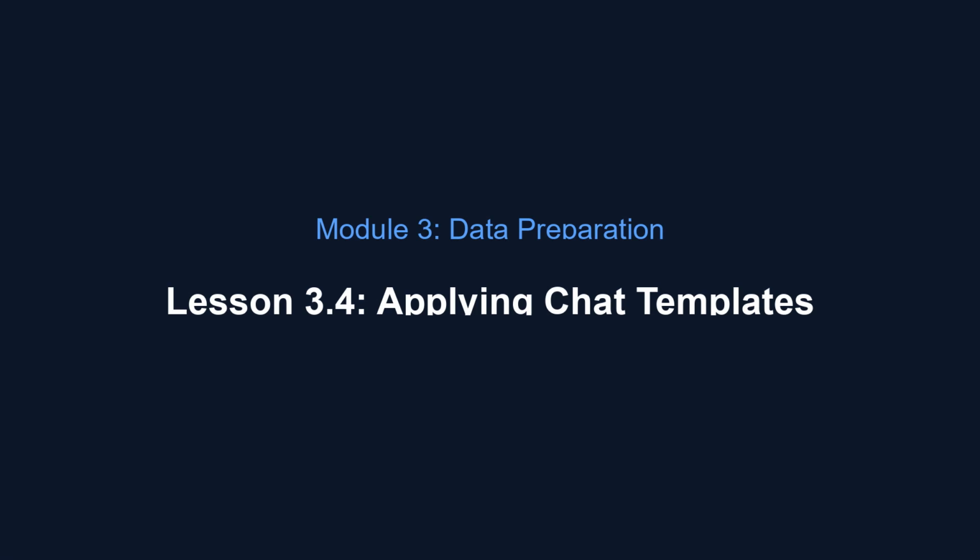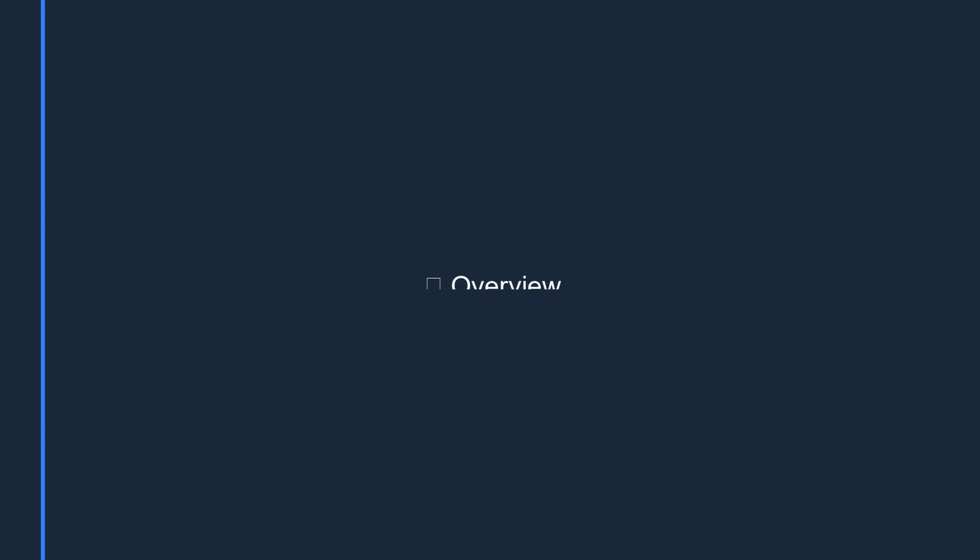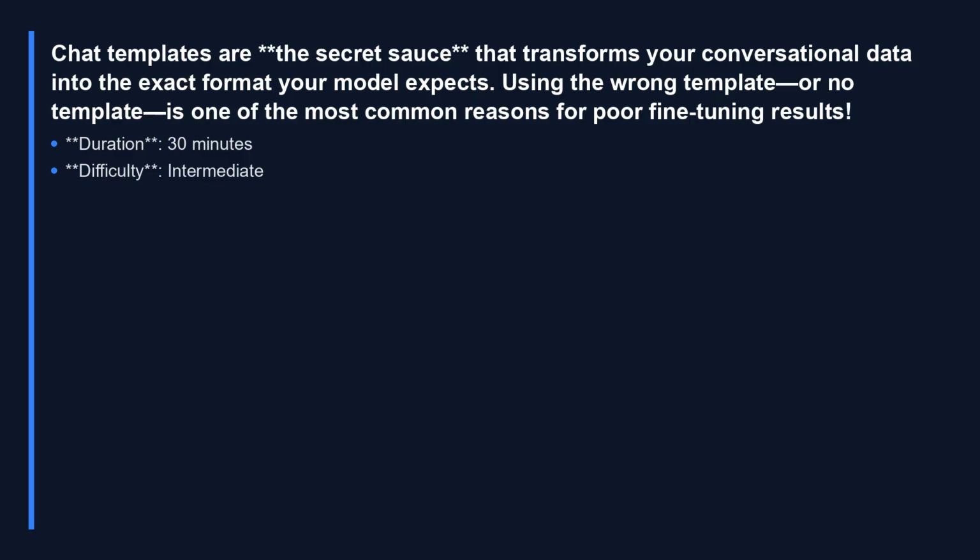Lesson 344: Applying Chat Templates. Overview. In our view, chat templates are the secret sauce that transforms your conversational data into the exact format your model expects. This isn't a minor detail. Using the wrong template or skipping it entirely is one of the most common reasons fine-tuned models perform poorly. We're going to fix that.